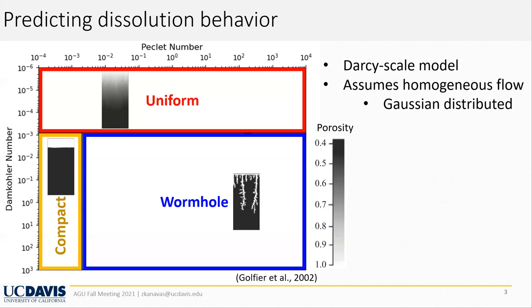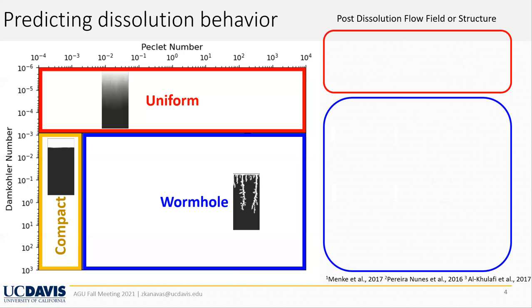This diagram and its supporting simulations were developed for the Darcy scale, assuming the underlying flow field is homogeneous and the velocities are Gaussian distributed. Real rock samples are rarely homogeneous. Let's plug some data of variably heterogeneous samples into Golfier's model.